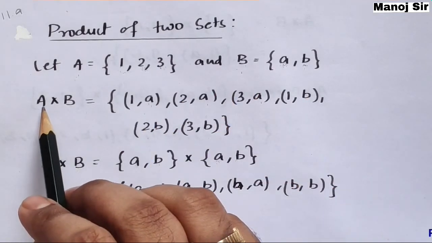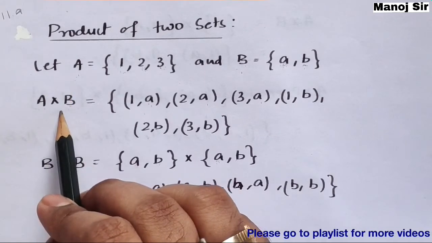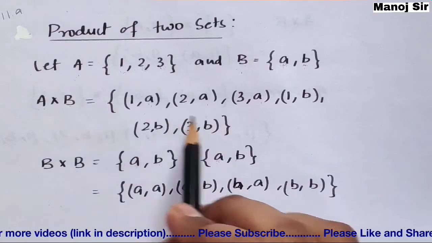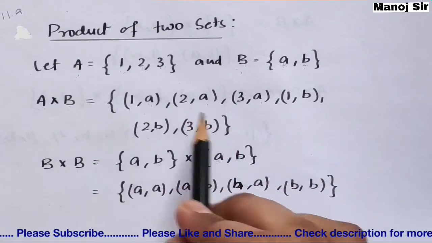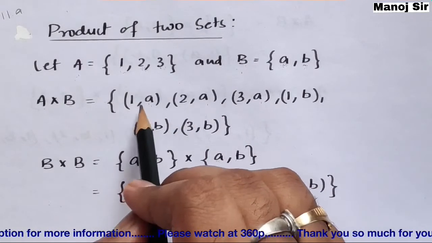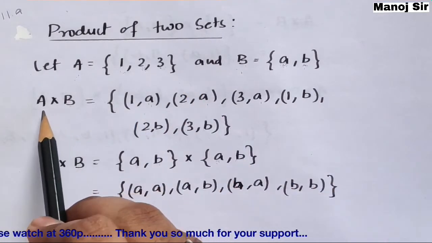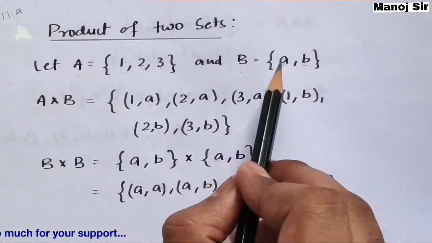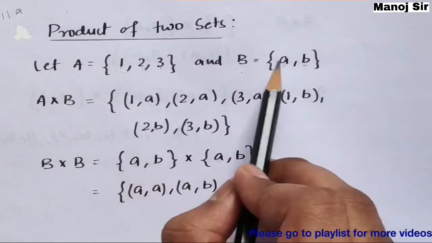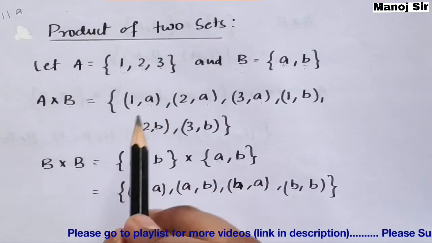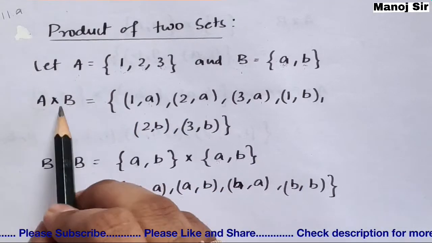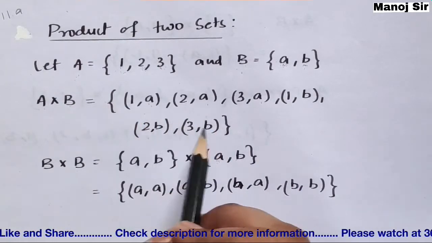If you want to find A into B, which itself is a set, A into B is also going to give you a set. So we enclose these elements within curly brackets, and within this we write all the elements as ordered pairs. So if you are finding A into B, then 1 comma a, 1 comma b, 2 comma a, 2 comma b, 3 comma a, 3 comma b. Here we are writing all the elements in ordered pairs, and since A into B is also a set, we close this with curly brackets.